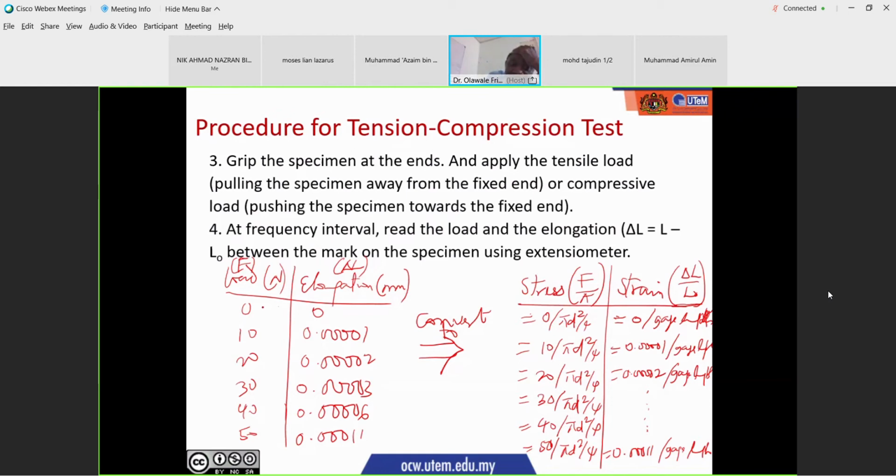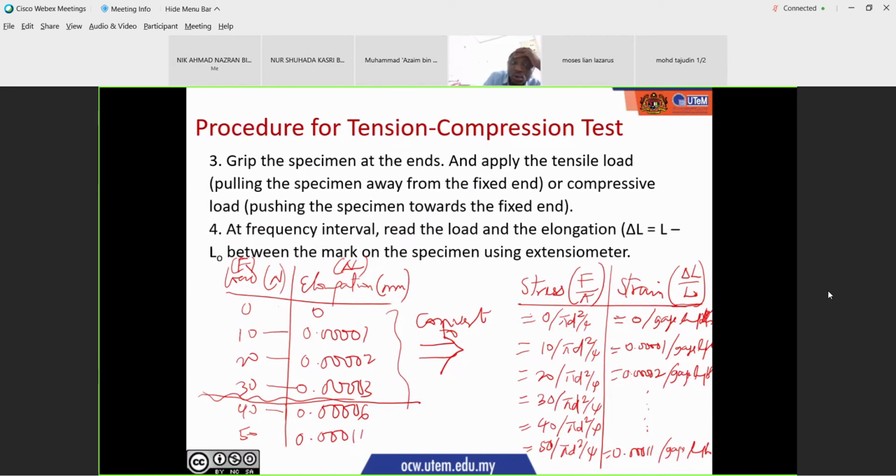Now, look at this. 10 is producing 0.0001. When you add another 10, it changes to 2. You add another 10, it changes to 3. There is a direct proportionality. Now you add another 10, it changes to what? It changes to 6, which means up to here is your proportional limit. Because at every 10 increment, you have 0.0001 increment of elongation. But after this point, you increase by 10, not the same any longer. Do we understand?